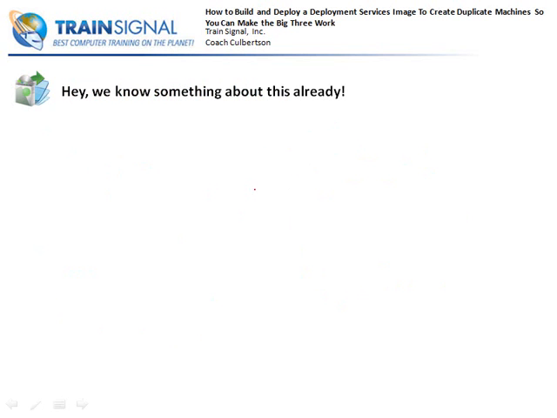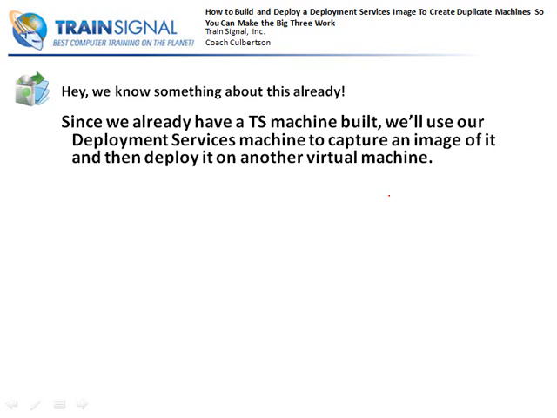Let's go ahead and let's talk now about how to build and deploy a deployment services image to create duplicate machines so you can do network load balancing, you can do clustering. If you have terminal services like what we have, we can do terminal services load balancing. Here's the deal. We already have our TS machine built, right? So what we're going to be doing is we're going to be using deployment services, which we've already built earlier in this video too, right? We're going to use it to capture an image of that TS machine, and then we're going to deploy it. Basically make a duplicate copy of that machine onto another virtual machine.